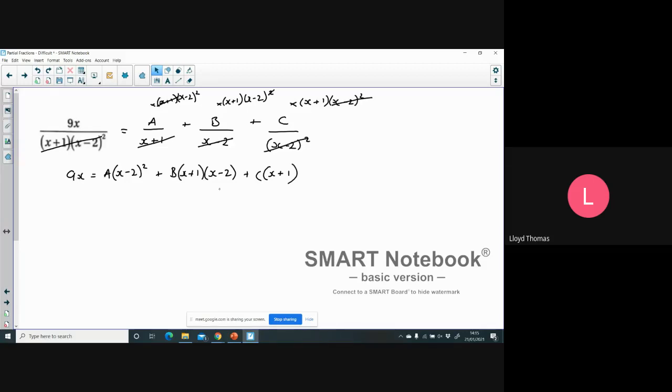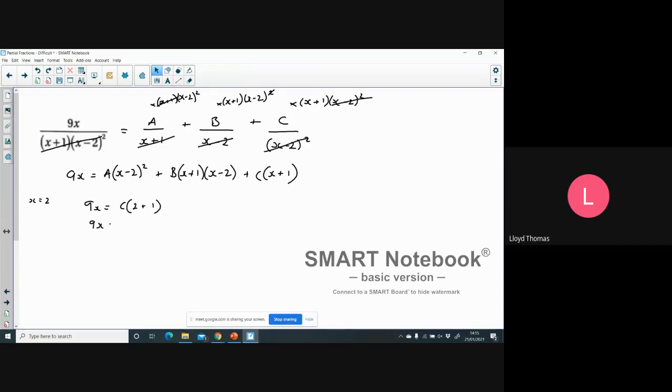So we got rid of all our fractions from the partial fractions. Now it's just a case of choosing some x values to substitute in for the time being. The first one I'm going to choose is 2, because that's going to get rid of this bracket here, and actually this bracket here. They're both going to become 0, and that's going to get rid of the b and the a. And I will be left with 9x equals just this c term, c times 2 plus 1.